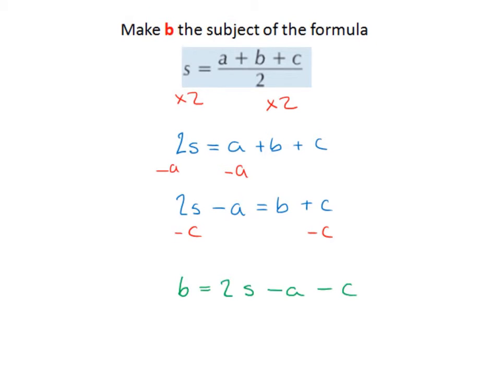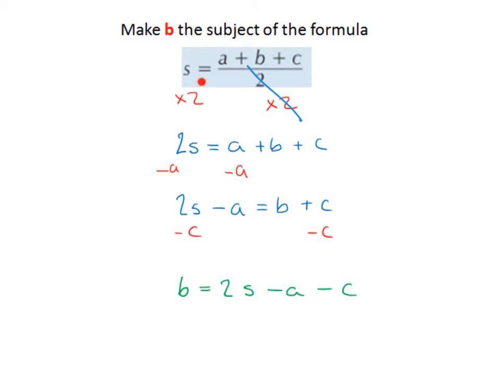Make B the subject of the formula. So we have S equals A plus B plus C over 2. So the first thing I want to do is break up this fraction. If I have divide by 2, the opposite of that is multiply by 2. So if I multiply by 2, I can cancel out the numerator of that fraction.